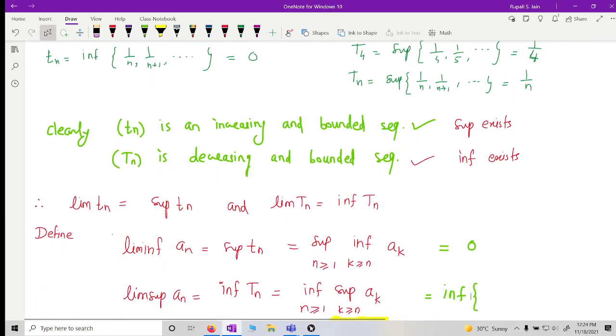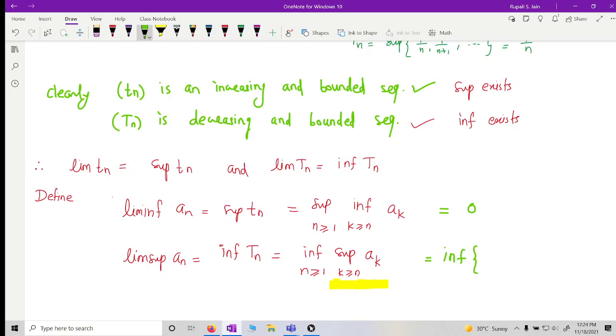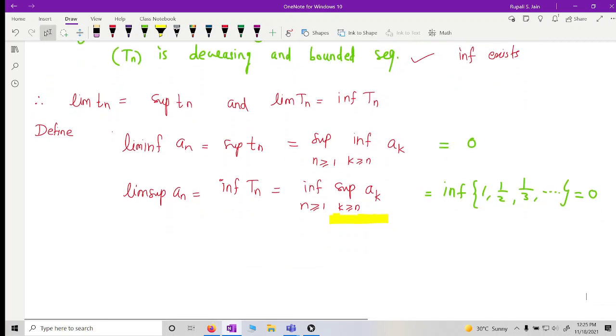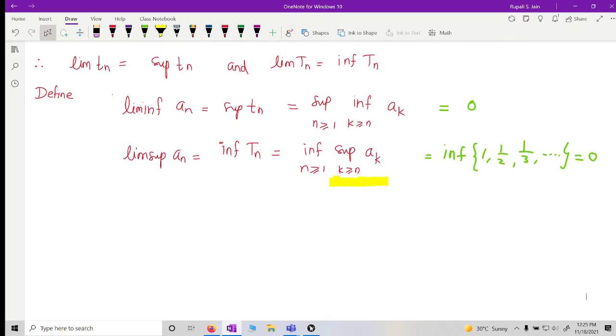Ma'am, that will also be 0. Yes. For 1/n we have 1, 1/2, 1/3, and so on. So again we are getting 0 only, right? So for this sequence, liminf is equal to limsup. Is that right? Yes, ma'am. Liminf for this, and that is nothing but the limit. If the limit exists, then limsup is equal to liminf actually.